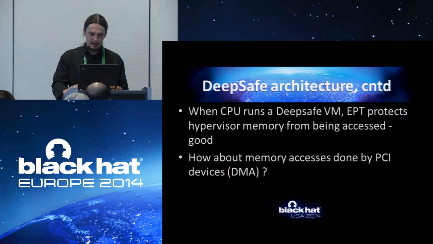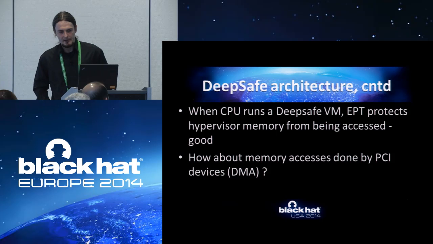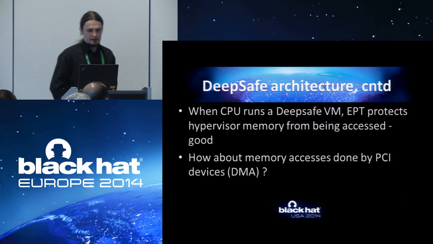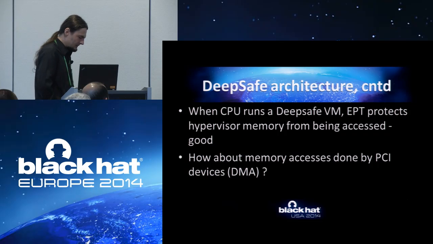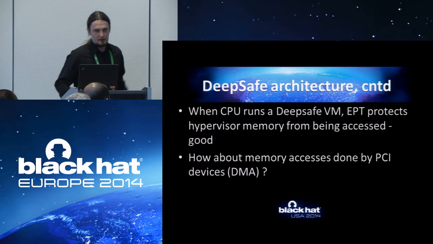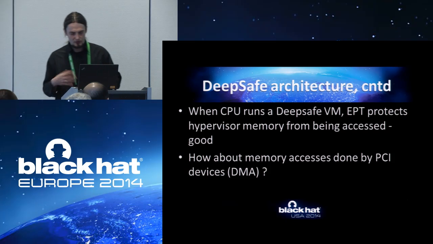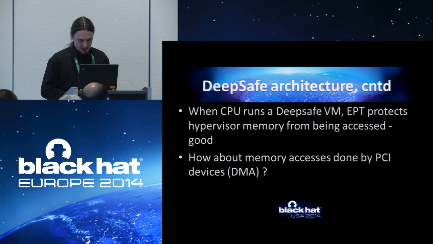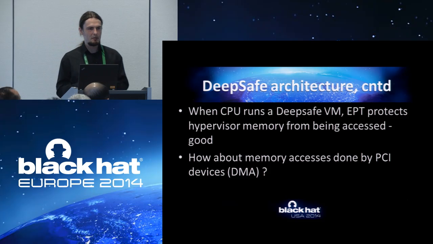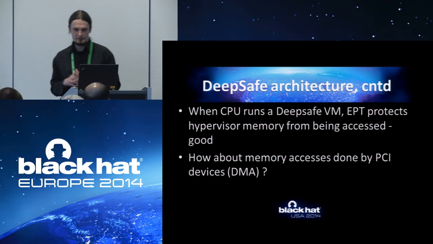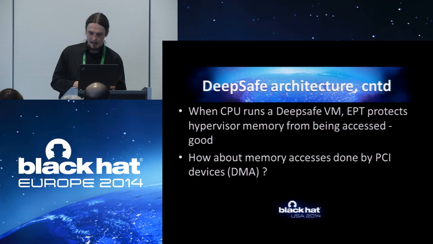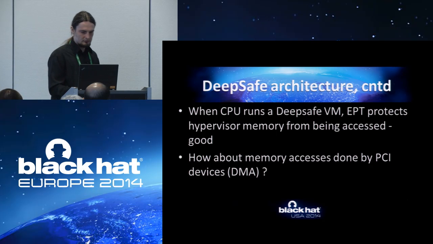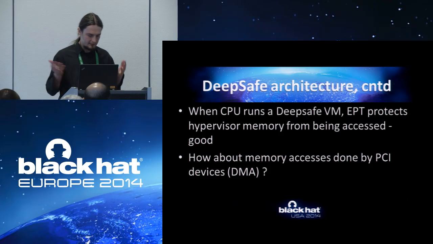Okay, so that's nice, and does it work, essentially? So indeed, when the CPU is running in the context of the VM, so running Windows that used to run on the host, but now it runs in the VM, DeepSafe configures extended page tables so that the CPU cannot access memory of the hypervisor. That's nice. That's how it's supposed to work, right? Again, that shows that you can use hypervisor technology as a good, effective method of isolation.